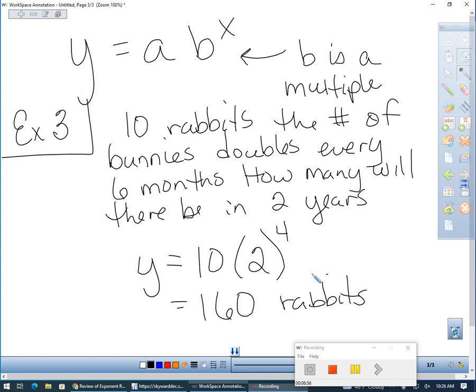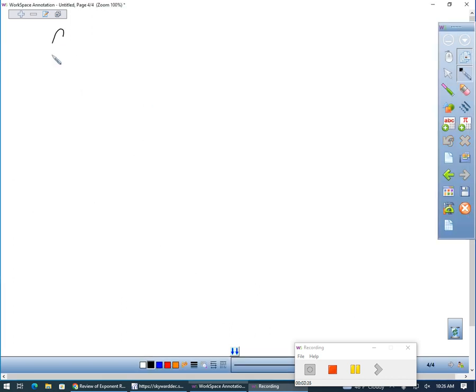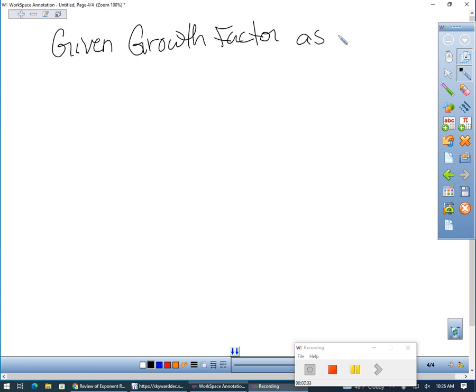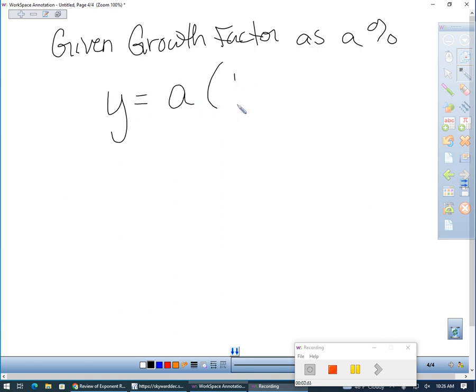All right. So we're all clear with that. But there's a variation to that equation now. What if instead of it being like doubles or triples, it gives it to you in a percent? Okay, so it changes our equation a little bit. So if given growth factor as a percent, then our equation is y equals a, parenthesis 1 plus our percent as a decimal, to the t.